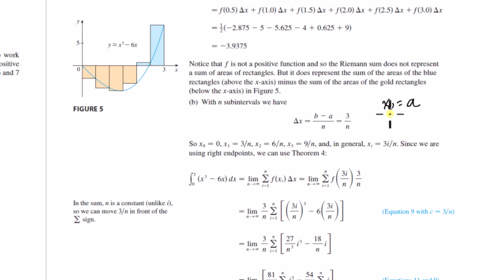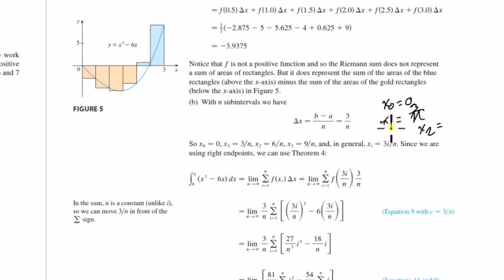That's the left endpoint of the first subinterval. x1 is a plus delta x. Okay, well, a is 0. So x1 is a plus delta x, 0 plus 3 over n.